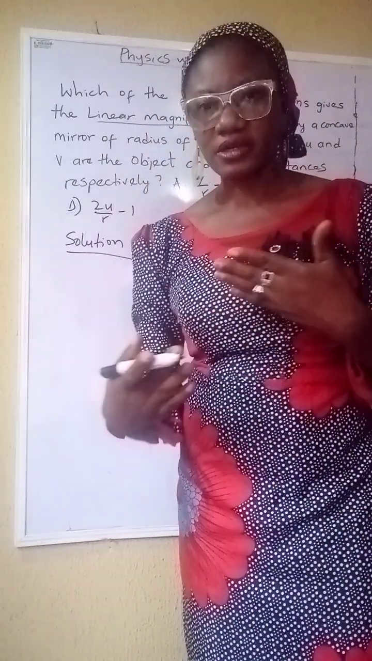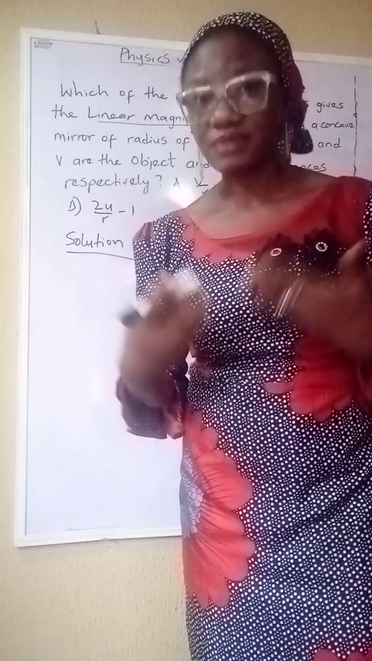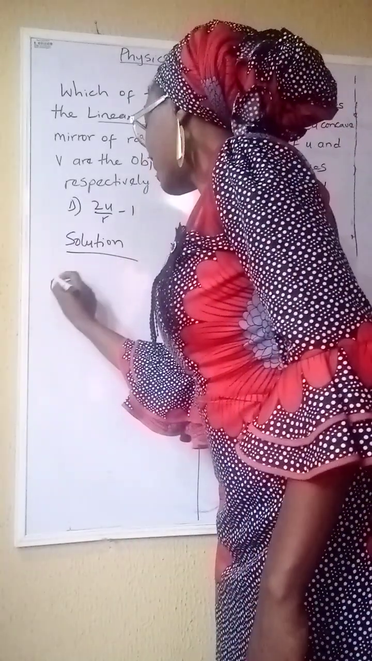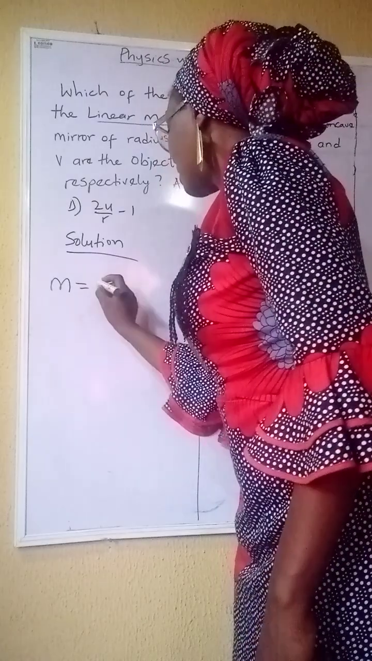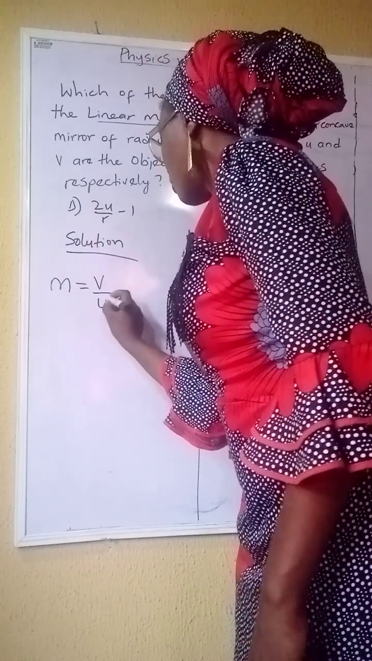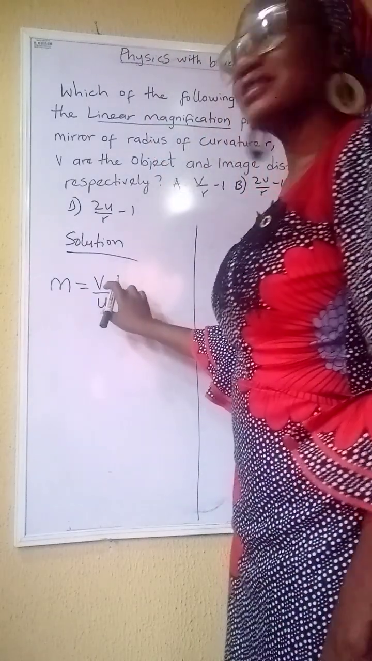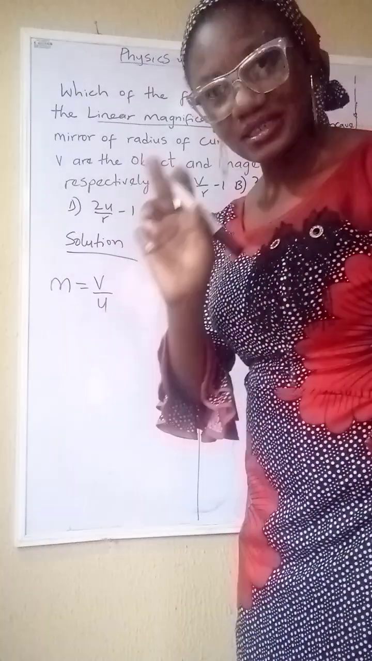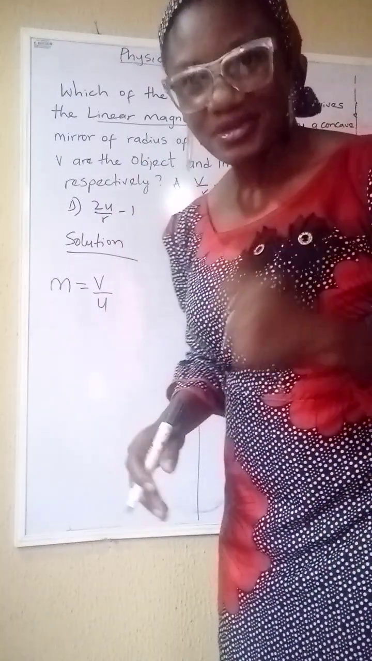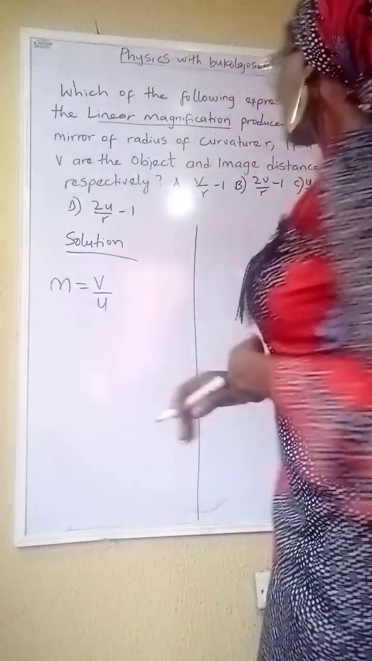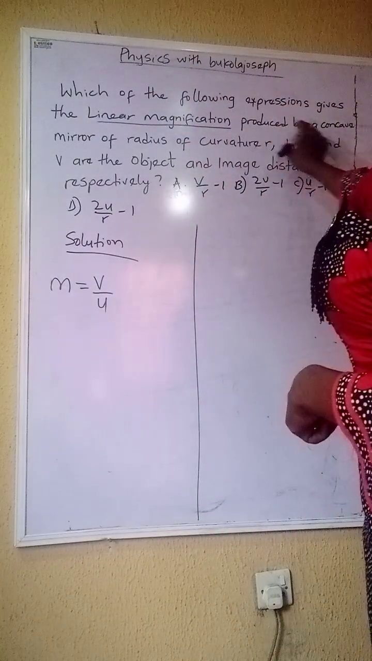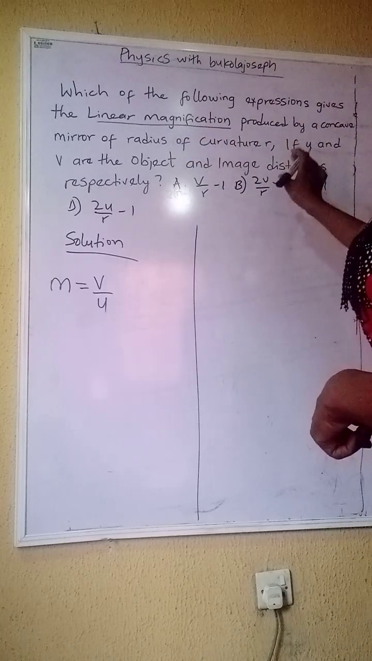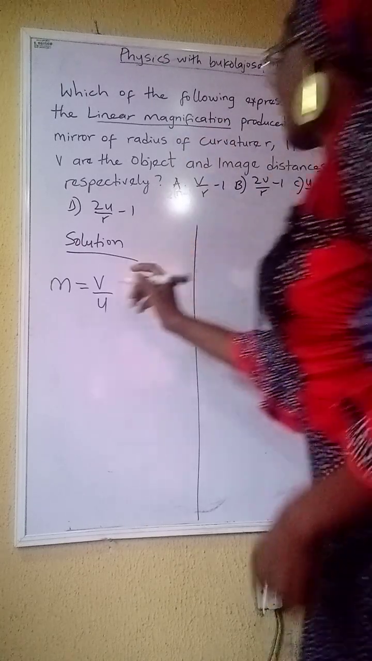Do you still remember the formula for linear magnification? Simply put, magnification, symbolized by M, is given as V over U, where V is the image distance and U is the object distance, and of course M is the magnification. Produced by a concave mirror of radius of curvature R. Okay, so we have R.